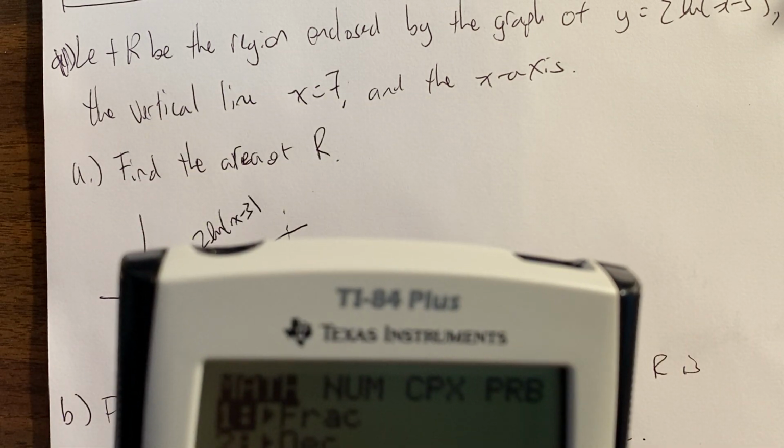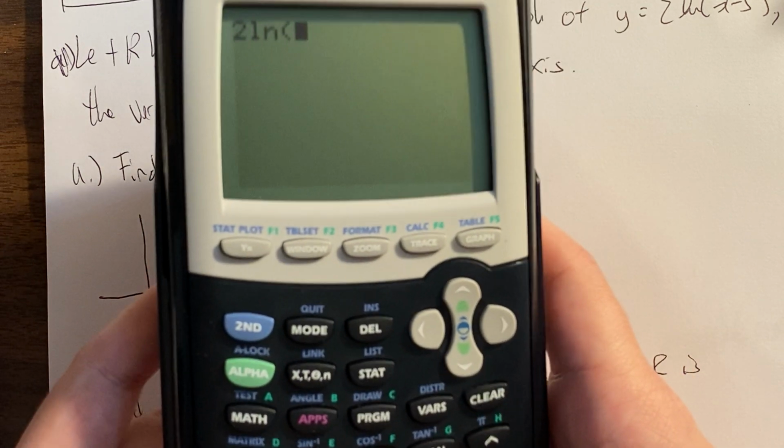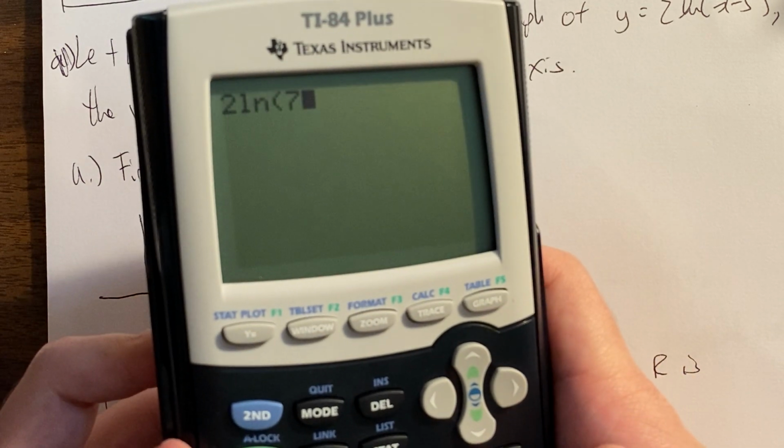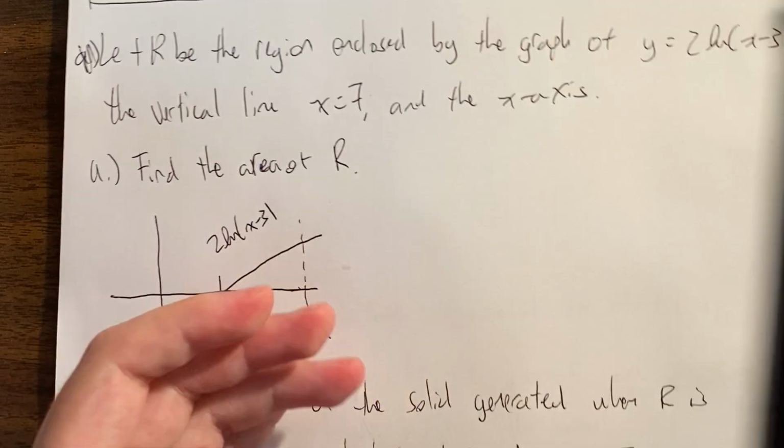So menu, quit this guy. So we're going to write 2 ln of 4. Hopefully you can see that. That's ln of 7, so that's wrong. And then you get 2.7726 if you're writing it out.